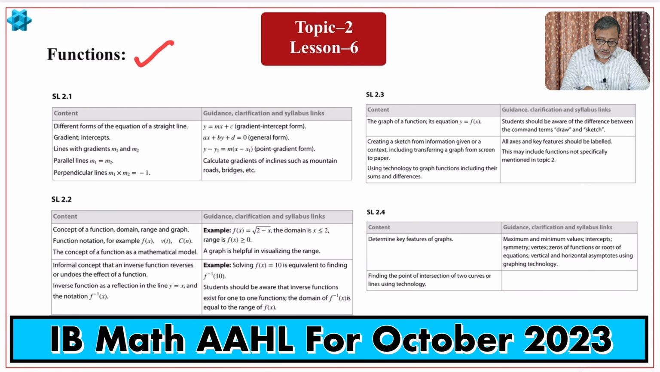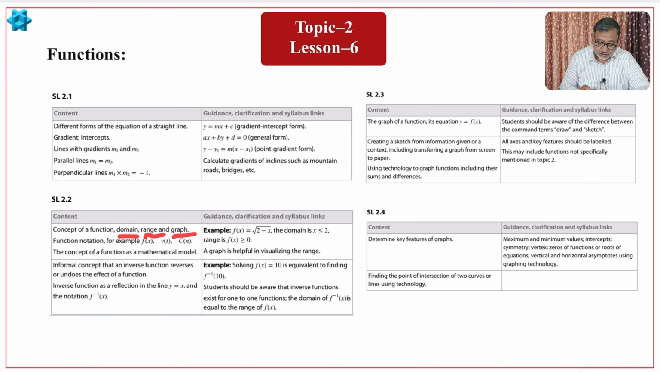In functions we are going to study different forms of the equation of a straight line, gradient intercept form, lines with gradient m1 and m2, parallel and perpendicular lines, then the concept of domain, range, graph of a function, inverse of a function, right? All these things we are going to study. The graph of a function with equation y is equal to f of x, creating a sketch of the information given, and then determining key features of the graph, right?